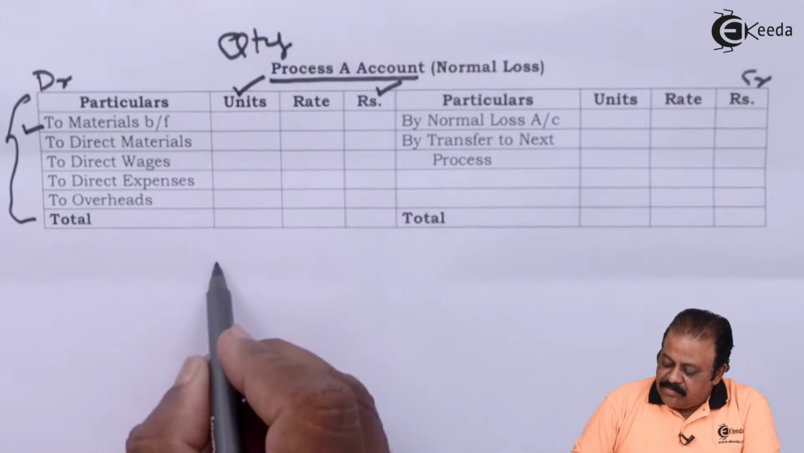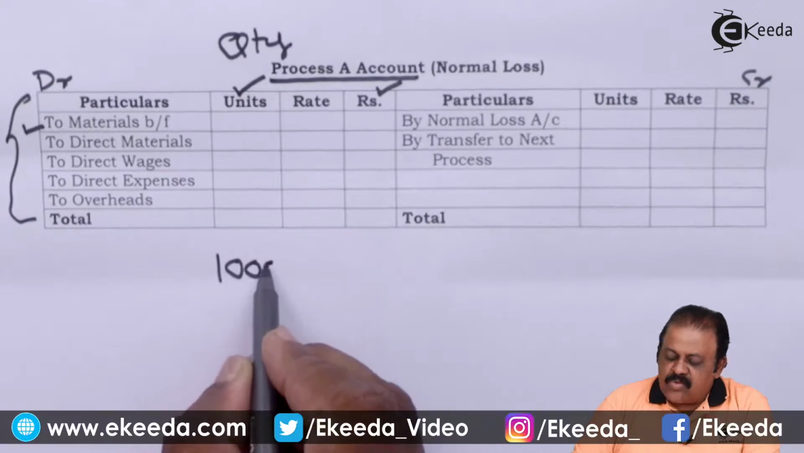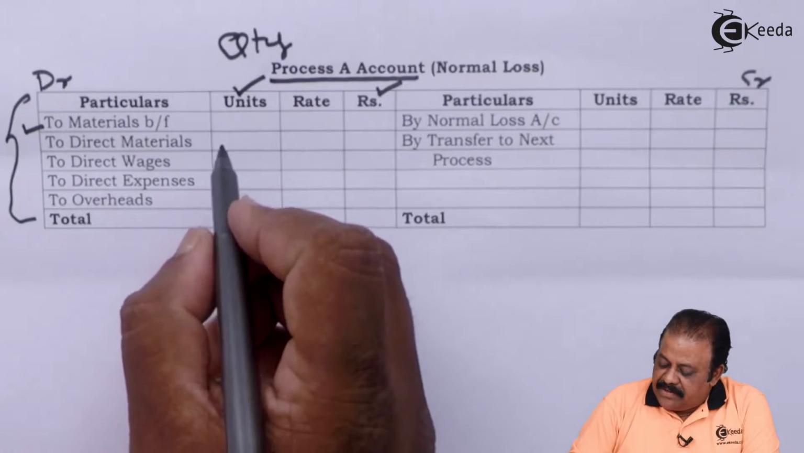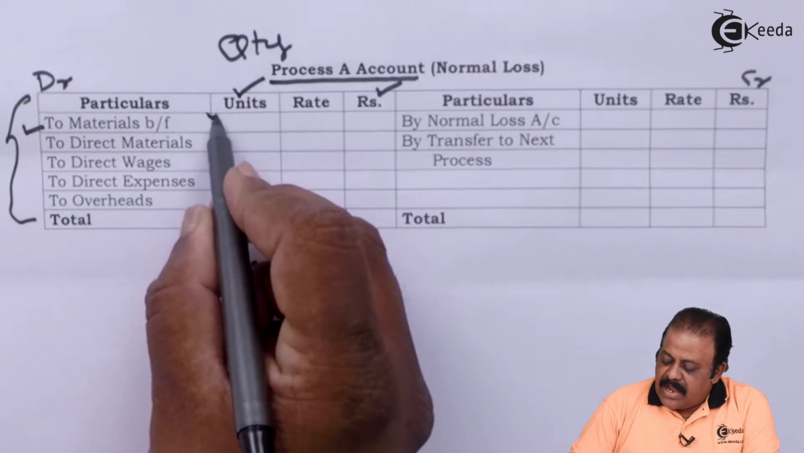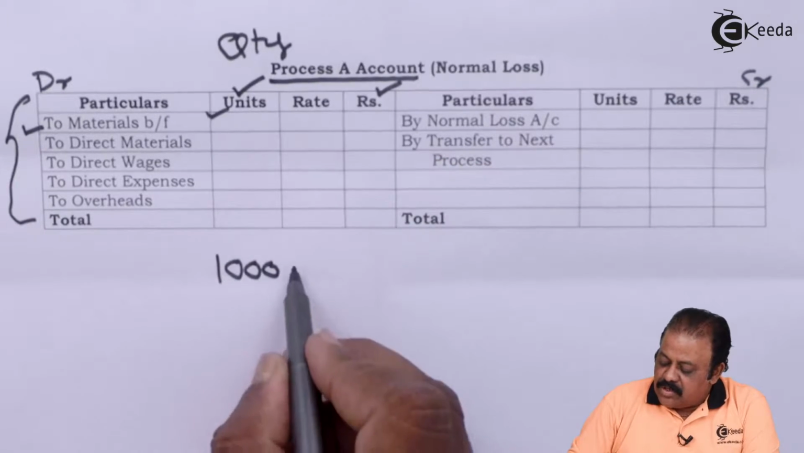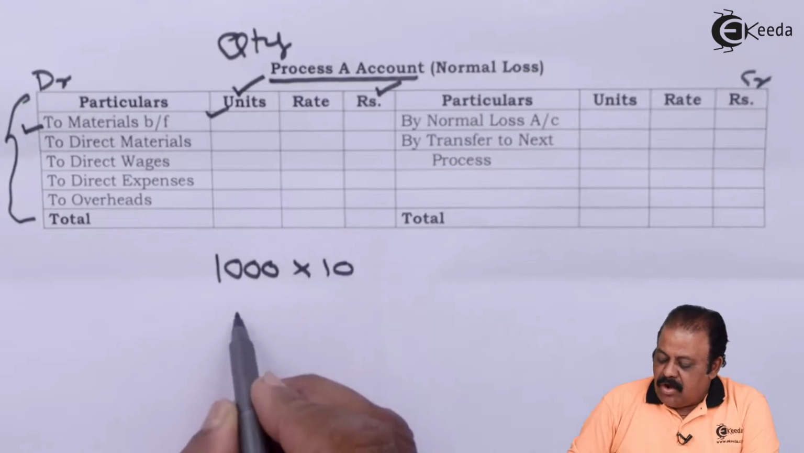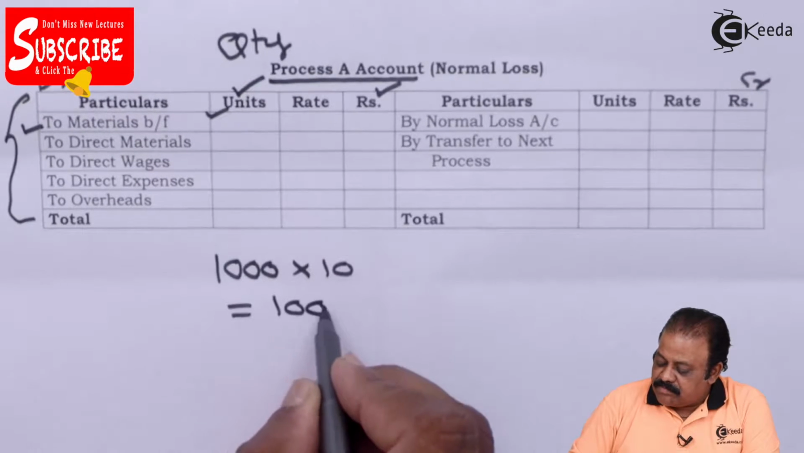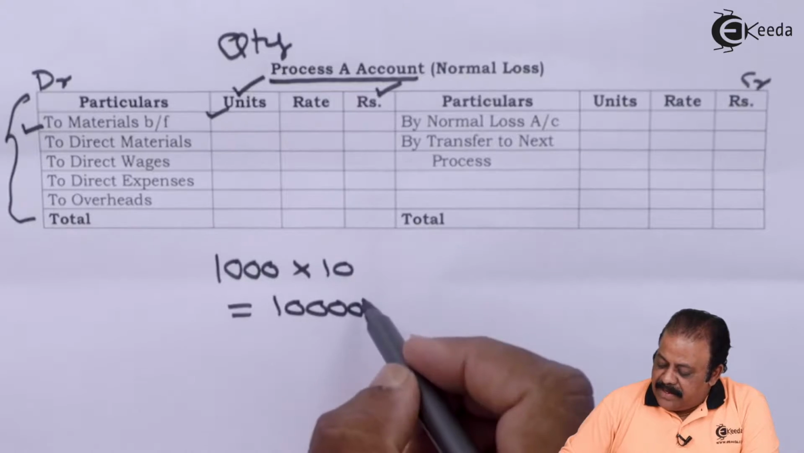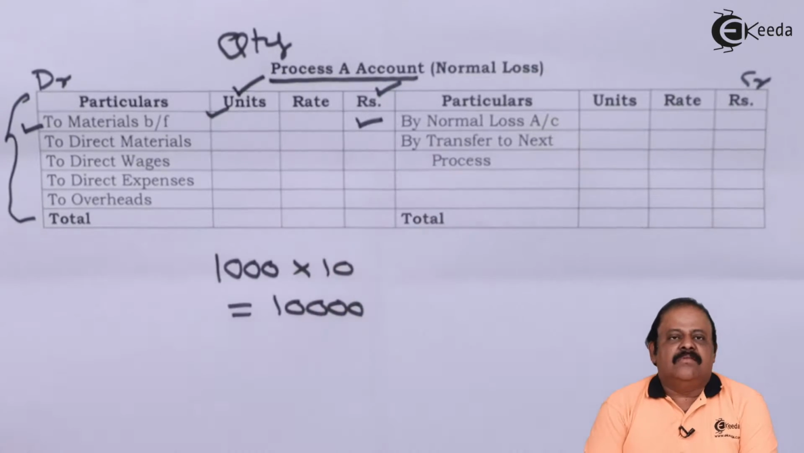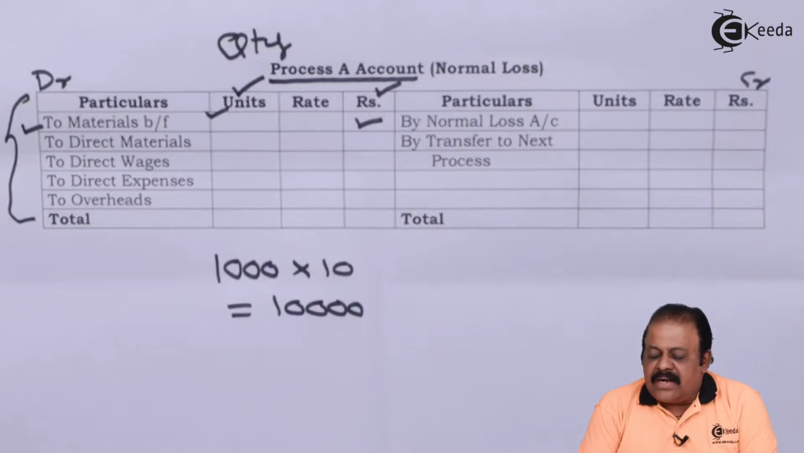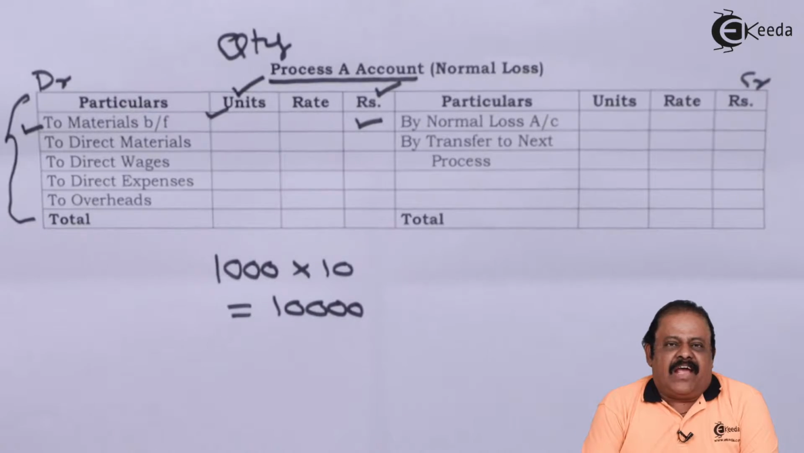For example, if 1000 units of input are introduced, then 1000 will be recorded here in unit column, and its value, say suppose rupees 10 per kg or rupees 10 per liter, then that amount becomes 10,000. This 10,000 will be recorded here in rupees column. So material, that is the main input, is recorded along with quantity and value.